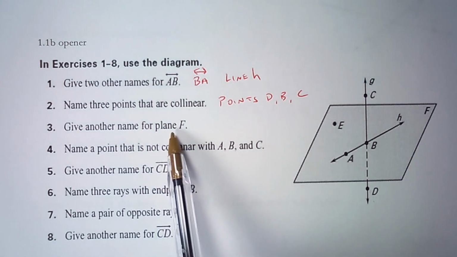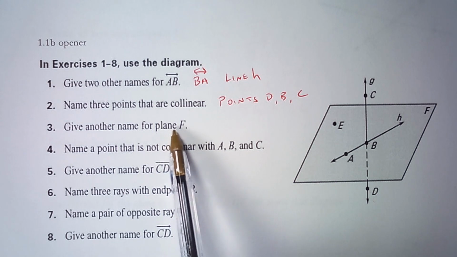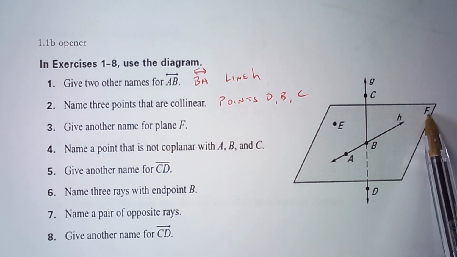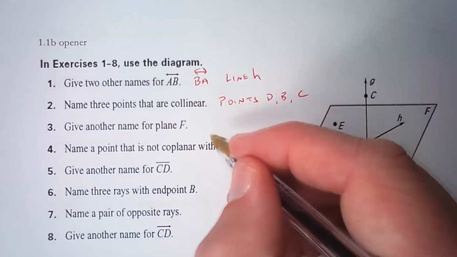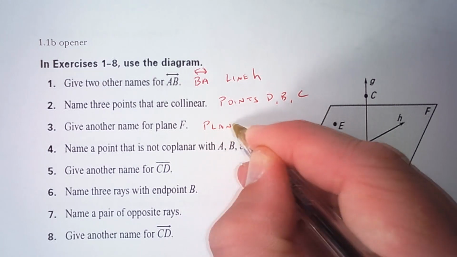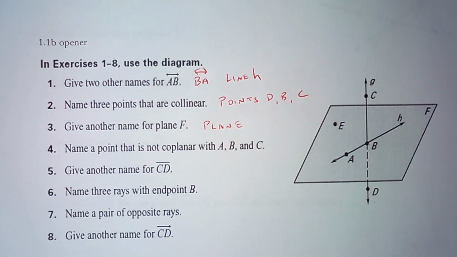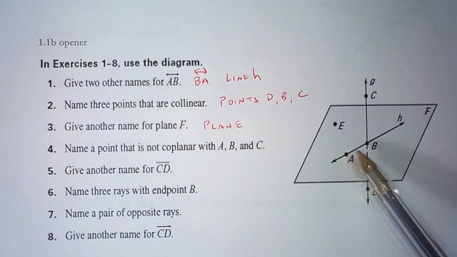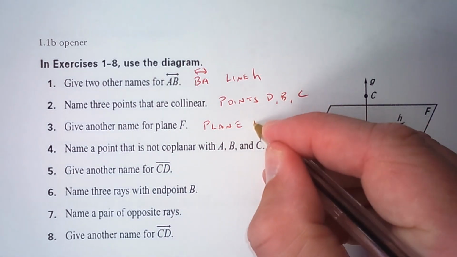Give another name for plane F. So here it is named by its label, F. Another way to name it is with the word plane and 3 points that are not all on the same line. I could go with A, B, and E.